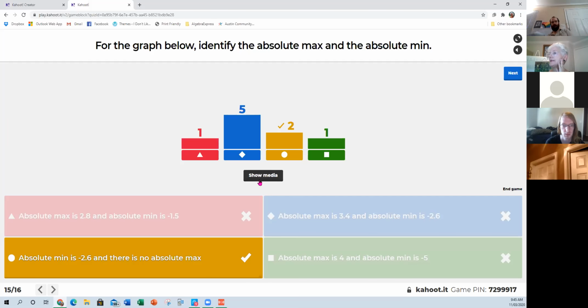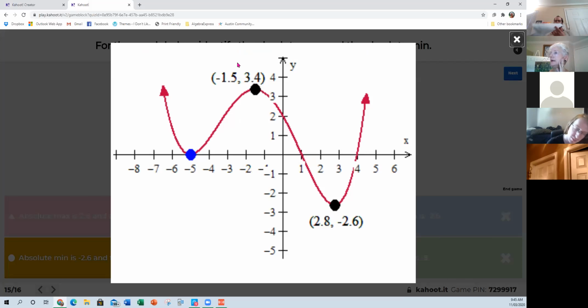Kind of all over the place here. So this one does have an absolute min. This is the absolute bottom. You bottom out on this point. So the absolute minimum, and remember, absolute max and mins are always the y values. So the absolute minimum is negative 2.6.